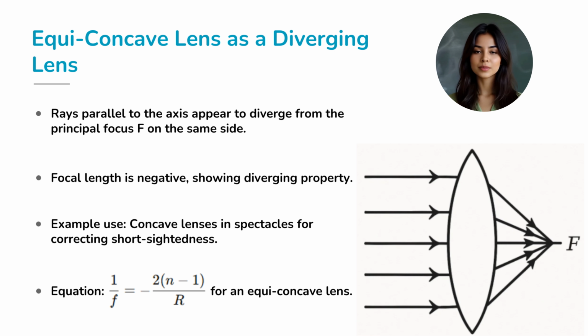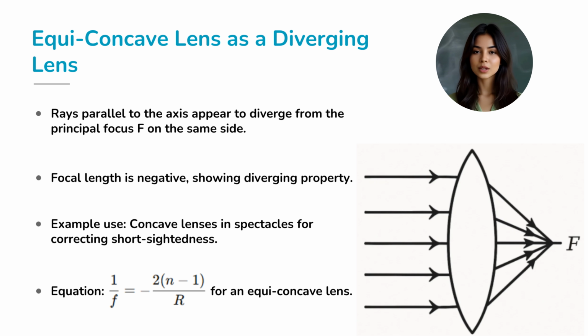Okay students, now let's flip the story and talk about the opposite of a convex lens, the equiconcave lens. When parallel rays of light enter this lens, they don't meet at a point like before. Instead, they appear to diverge from a principal focus F on the same side of the lens. It's like students trying to gather for a group photo, but everyone keeps walking in different directions. No group picture today. Here's the key difference: for a concave lens, the focal length is negative, which directly shows its diverging nature. The negative sign is like a warning label. This lens doesn't bring things together, it pushes them apart.